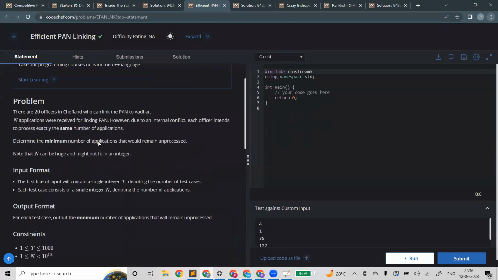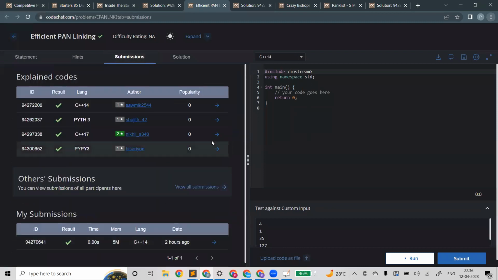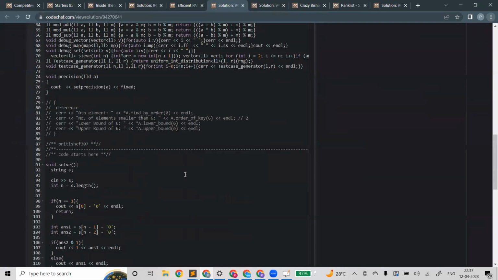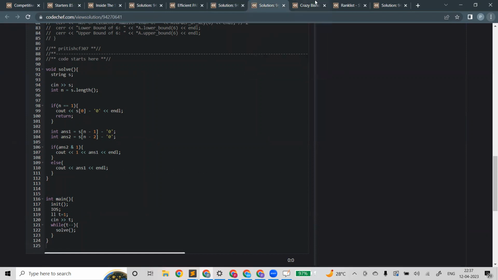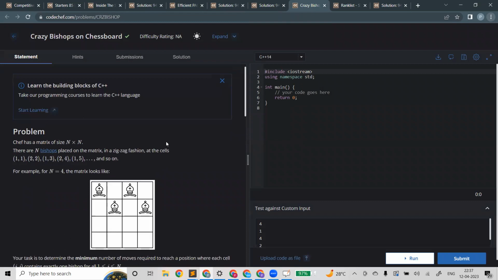So if you are still in doubt, you can check out the code. Here I have written it. You can check out the code, it is written here. Like, if it is odd, then you have to print 1 and the last digit. Here, answer 1 represents the last digit, and if even, then you have to print only the last digit. That's it. So, now moving on to problem C.